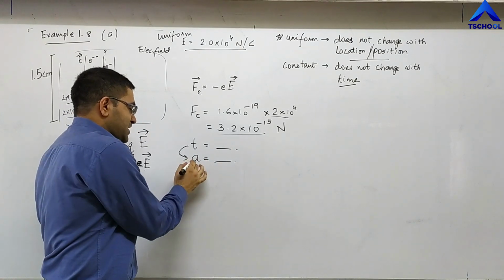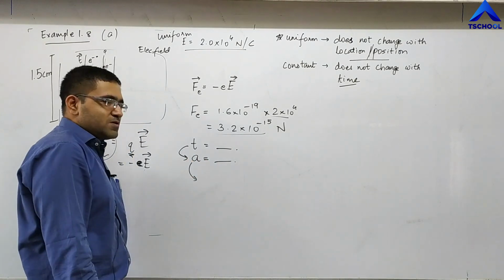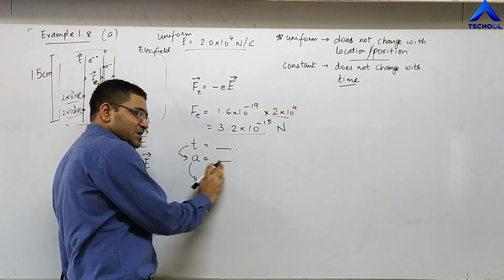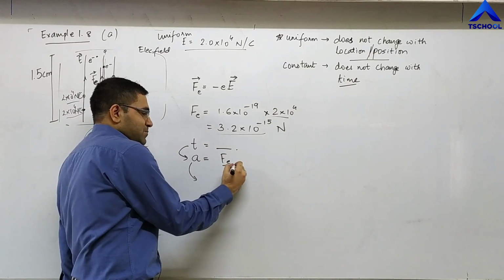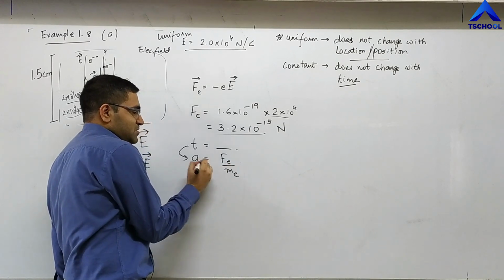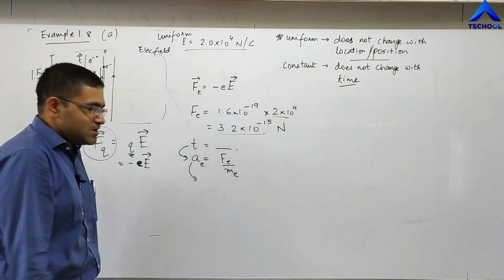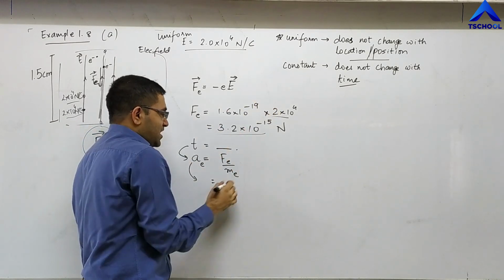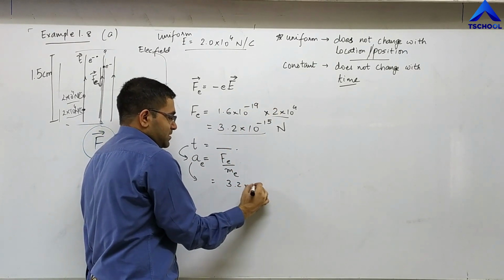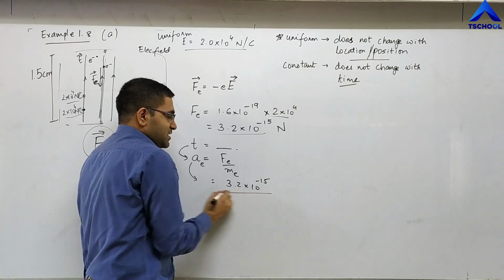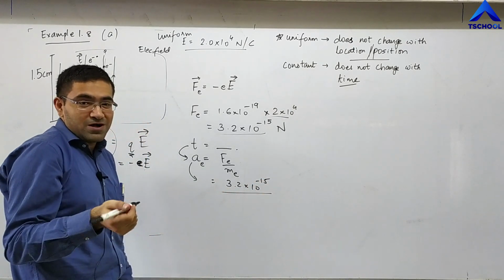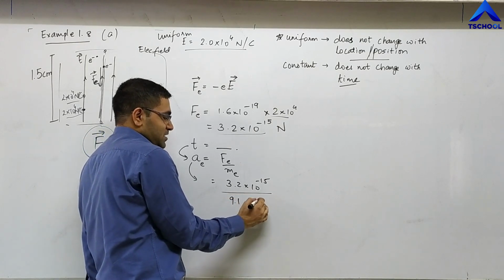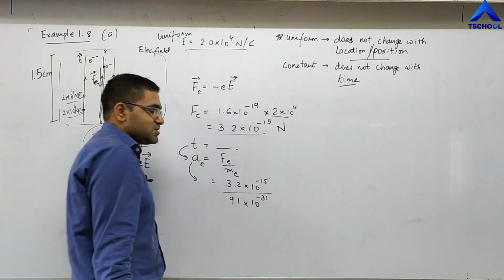Ultimately, to find acceleration, you are going to have to start with the force. I can say that a is equal to the force on the electron divided by the mass of the electron. That's going to give me the acceleration of the electron. So Fe upon Me. Fe is 3.2 into 10 raised to minus 15, divided by, I hope you remember the mass of the electron. I asked you to remember these values: 9.1 into 10 raised to minus 31 kg.